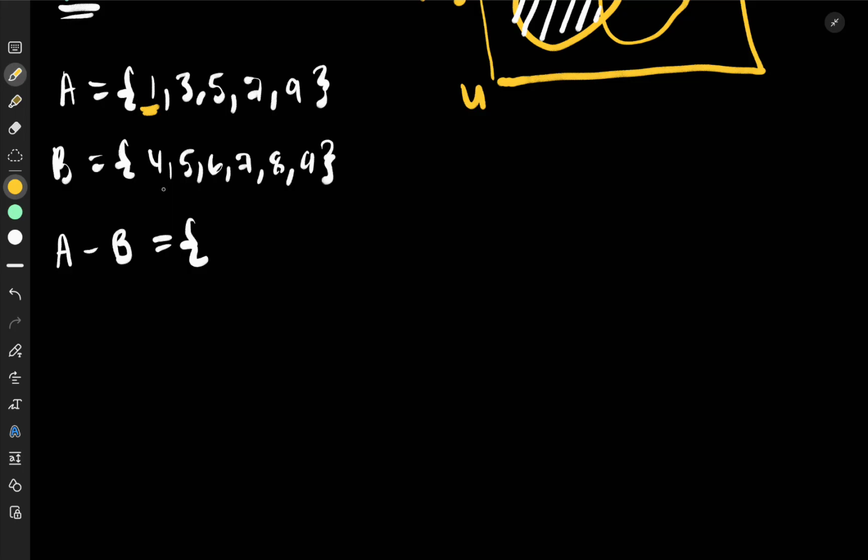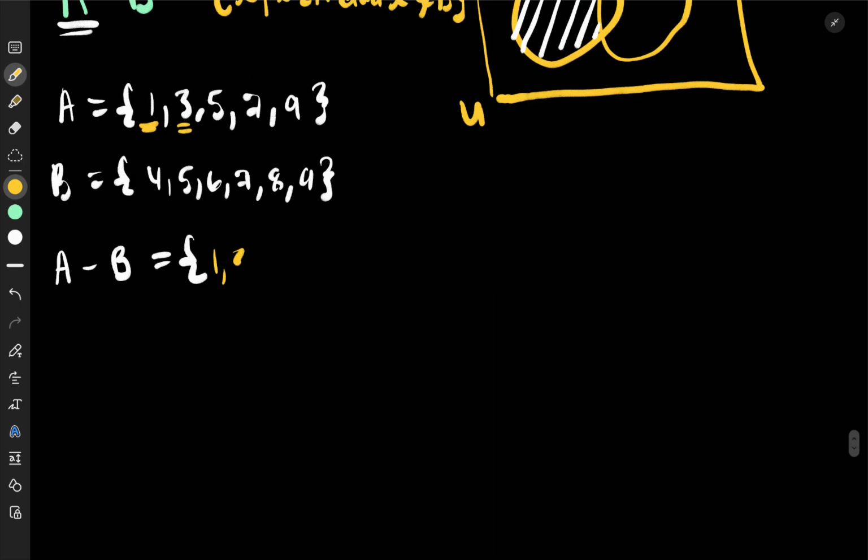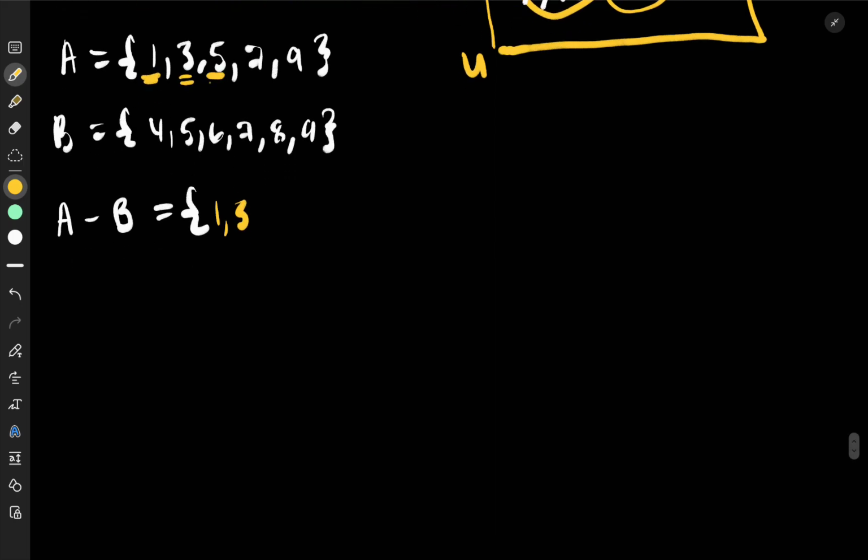We will just be trying to see if that thing is in A. We'd start with 1. Is 1 also in B? No, so 1 can come. We'd go to the next one, 3. Is 3 also in B? No, so 3 can come. We go to the next one, 5. Is 5 also in B? Yes, so it cannot come. 7. Is 7 also in B? Yes, so it cannot come. 9. Is 9 also in B? Yes, so it cannot come. So this is your answer of A minus B, all right?